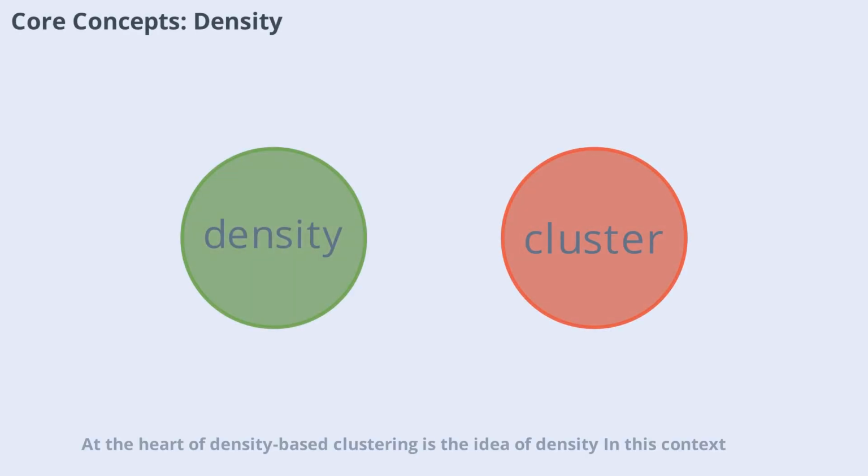The heart of density-based clustering is the idea of density. In this context, density refers to how closely packed data points are within a region. A dense region contains many points close together, while sparse regions have fewer points. Clusters are formed by connecting dense regions, and areas with low density are considered noise or outliers. This approach allows the algorithm to adapt to the natural structure of the data, making it highly effective for complex datasets.